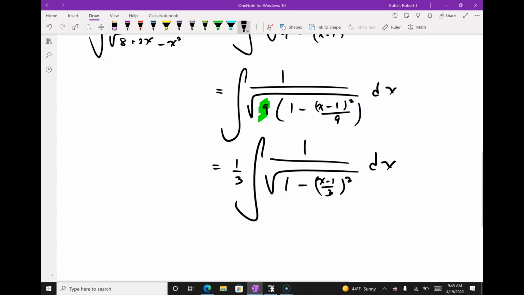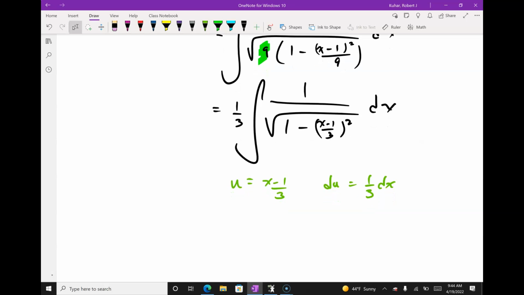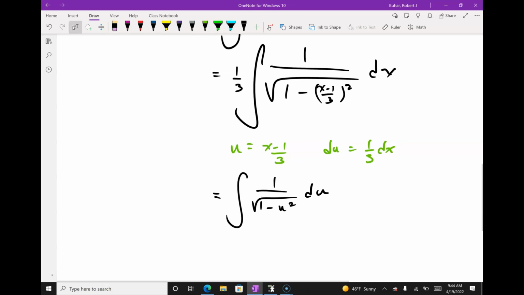So it looks like I have a u sub inside now. So u is x minus 1 all over 3, and du is 1/3 dx. Oh, right, I got that. I got a 1/3 dx. I can put that 1/3 back in. So I got the integral of 1 over square root of 1 minus u squared du. The 1/3 dx became my du. Yes.